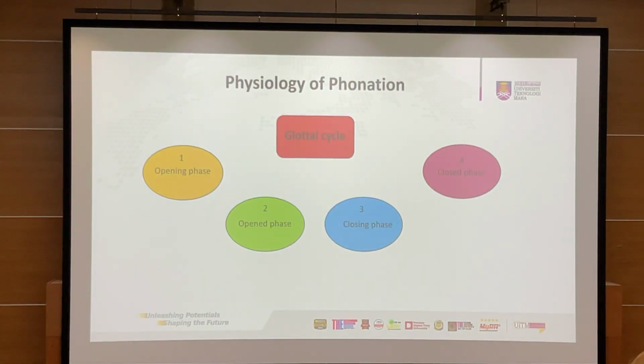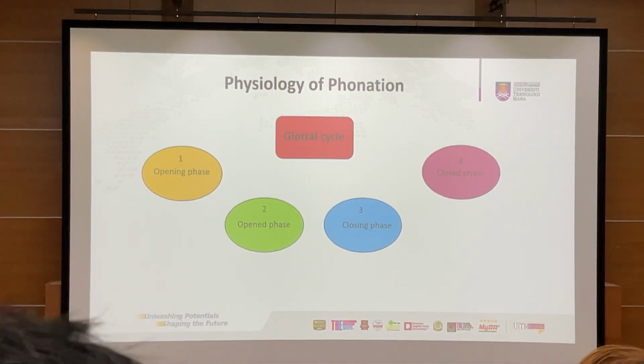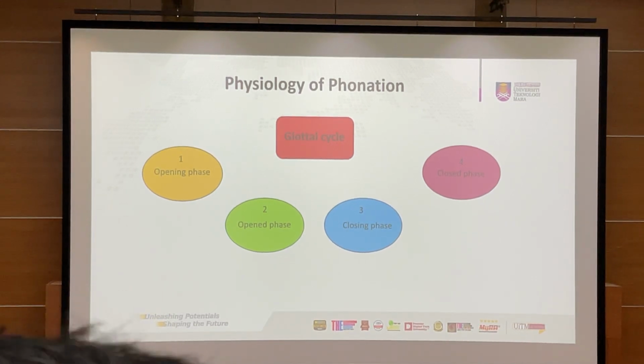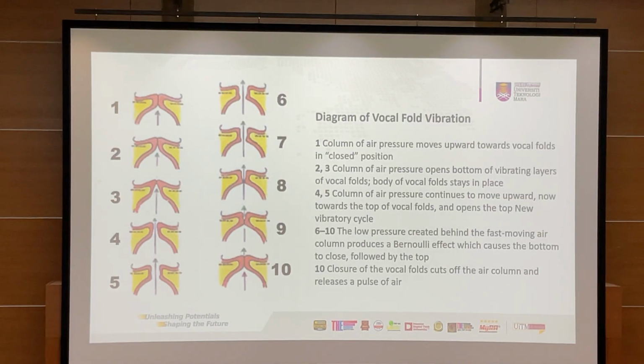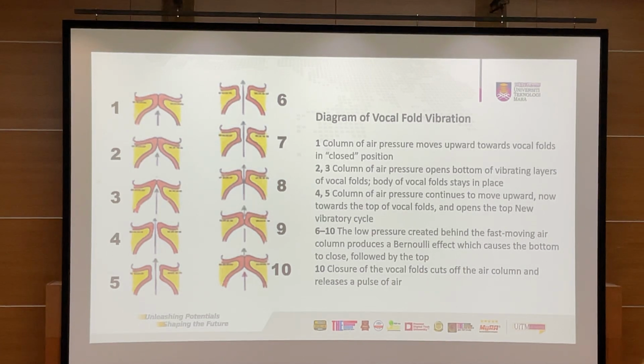Okay, so now the last topic is physiology of phonation. When we talk about physiology of phonation, we have to talk about the glottal cycle, which consists of 4 phases: opening phase, open phase, closing phase, and also closed phase. This picture is everywhere on the internet and in your textbook if you want to talk about phonation. So this is what it shows in one glottal cycle. Basically, the process begins with inhalation and subsequent glottal closure by laryngeal muscles.